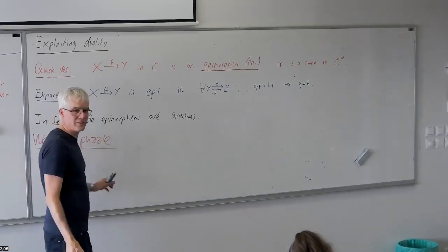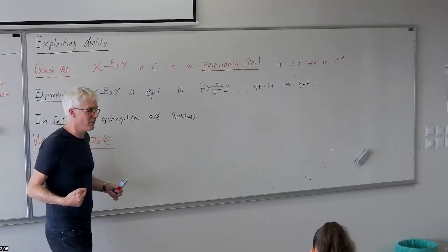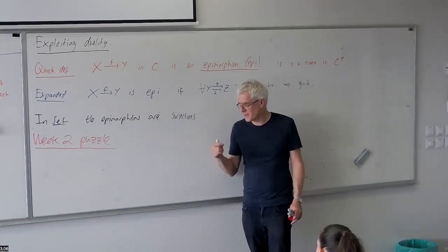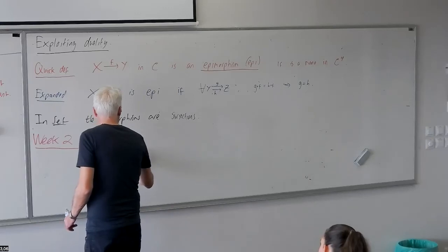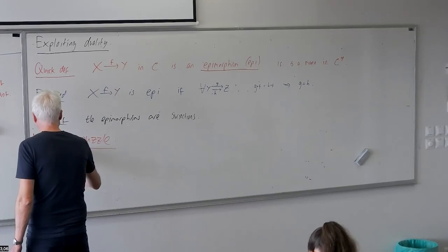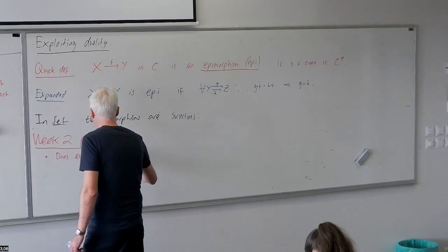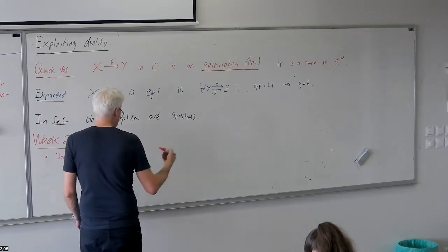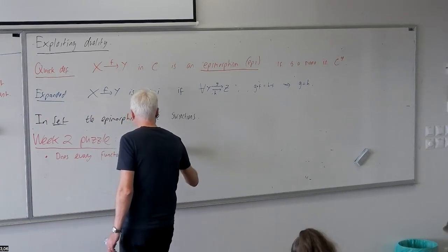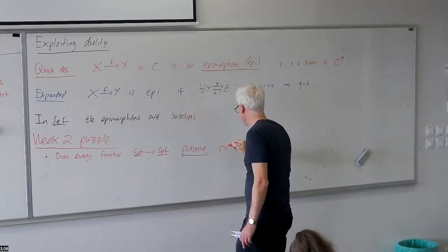So again, it's a bit challenging, but the idea is to give you challenging puzzles to hopefully stimulate some of you to think about things, and they all need a little bit of lateral thinking in some sense. You need to have some idea to solve them. So the week 2 puzzle is: does every functor, an endofunctor on Set, an endofunctor meaning a functor from the category to itself, so does every functor from Set to Set preserve monomorphisms?